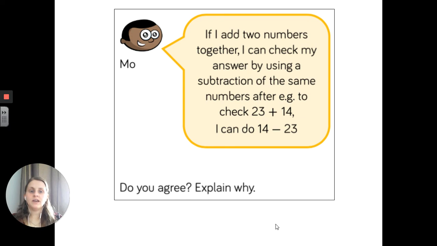Okay, Mo says, if I add two numbers together, I can check my answer by using a subtraction of the same numbers. For example, to check 23 plus 14, I can do 14 take away 23. Now, do you agree? Explain why. So pause now, have a little think. What has he done? Do you agree with what he said or not?